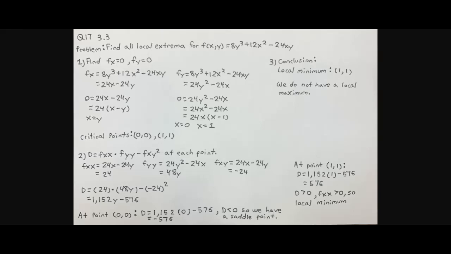And then I calculated at (1, 1). I did the same thing, which is just basically plugging back into our D equation. So I get 1,152 times 1 minus 576, which gives us 576. So we know that D is greater than 0. So now we have to look at what fxx is, which is 24. 24 is greater than 0, so we know we have a local minimum. And in this case, we don't have a local maximum.